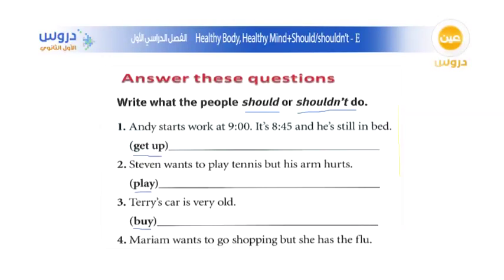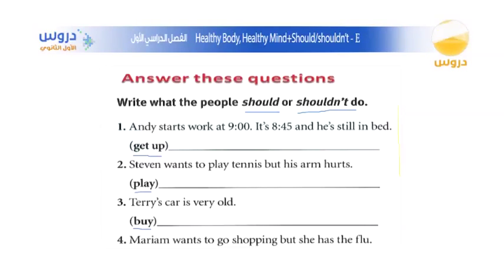Stephen wants to play tennis, but his arm hurts. Miss Sarah is saying, should he get up? You have to start with he. He, that's the subject. Should, that's should, and then the main verb, which is get up. He should get up. That's the first one.